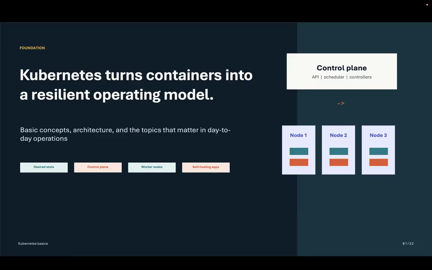The important idea for this deck is that Kubernetes is not just a container runner, it is a control system. We describe the state we want, and Kubernetes keeps working in the background to make sure that the real cluster matches the desired state. As we go through the deck, there are four ideas we will always be coming back to: one is desired state, second is the control plane, third is worker nodes, and fourth is self-healing applications.